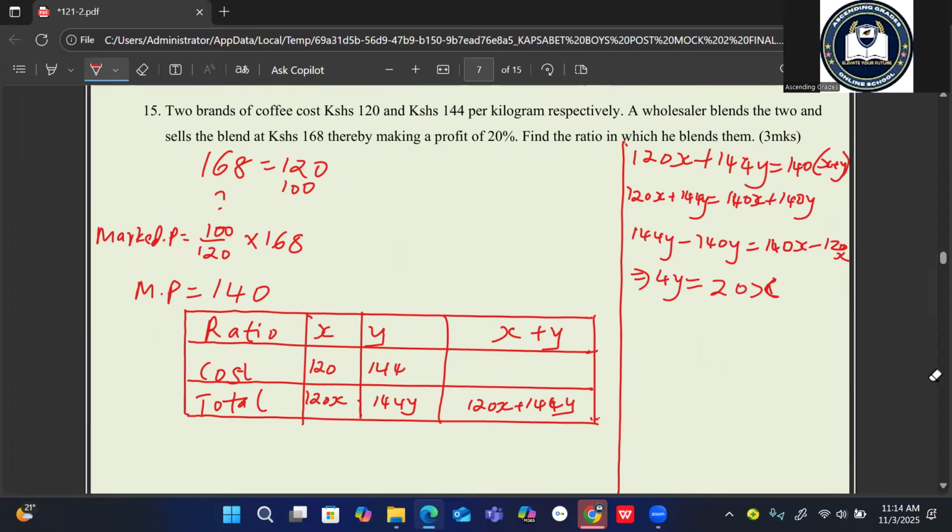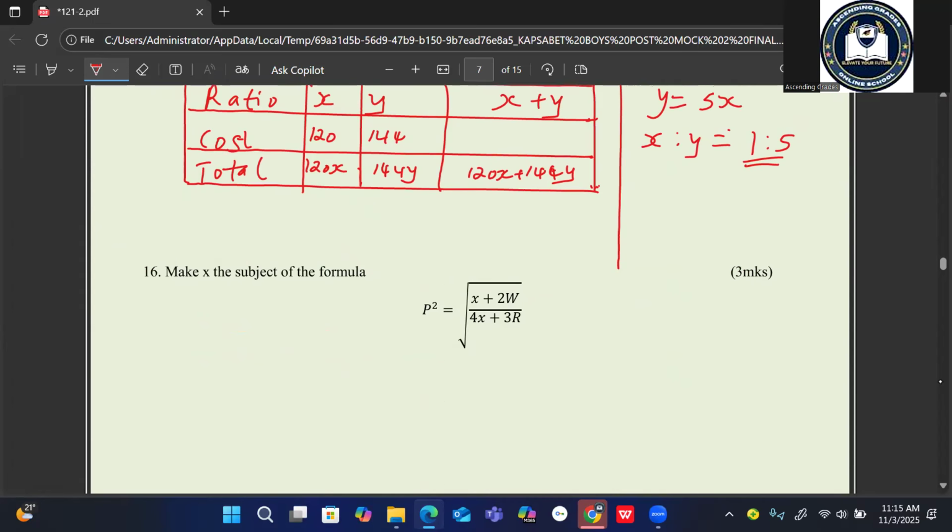So that ratio becomes, this is x, divided by 4, so y is equal to 5x. So the ratio x is to y becomes 1:5. So we were asked to find the ratio in which it blends them, and that is the ratio 1:5. So from there, we go to the next number, that is number 16.